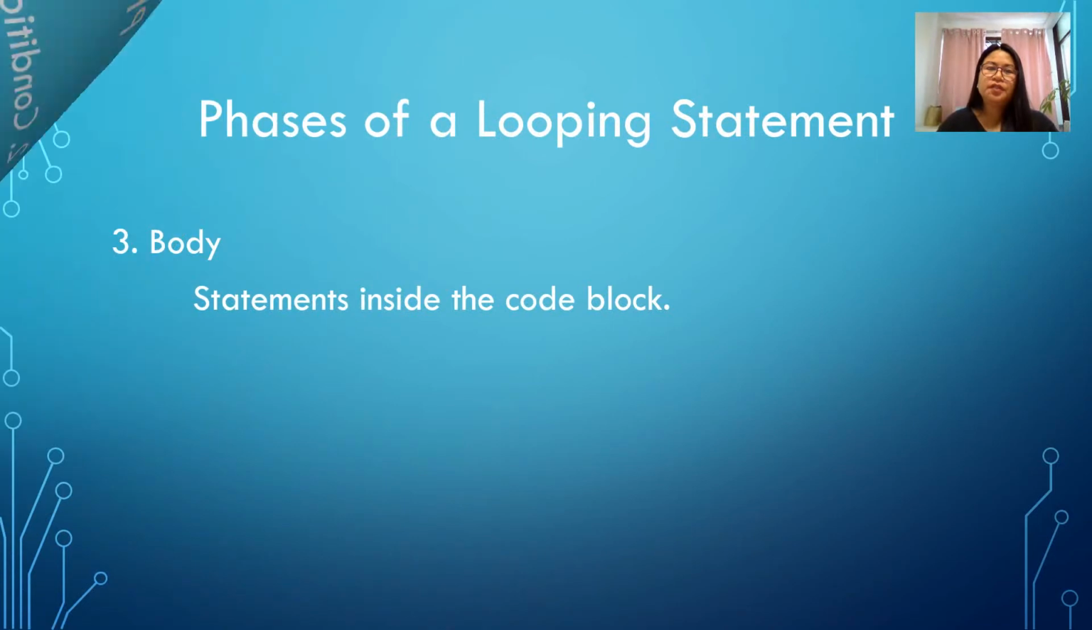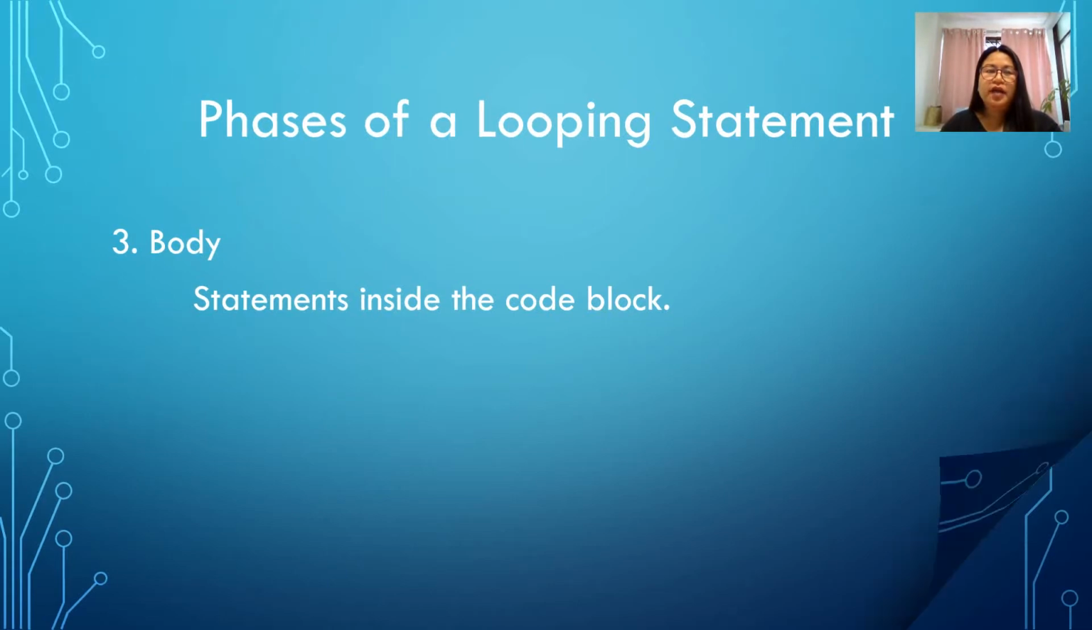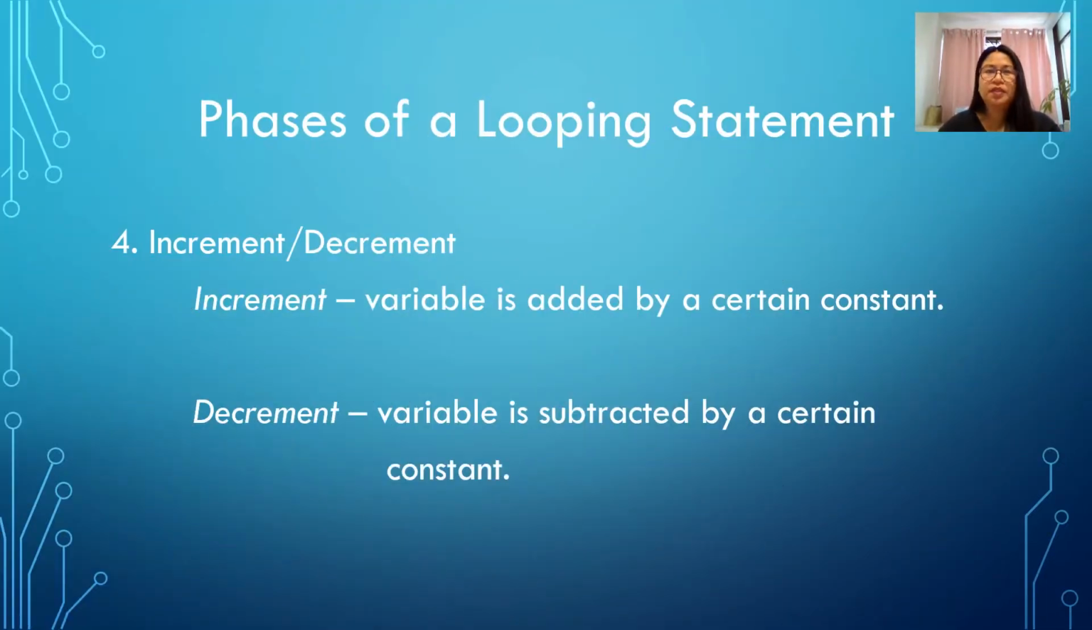Then the third phase is the body. Body is the phase in looping statements where the statements inside the loop are executed. So these are simply the statements within the code block of the looping statement. And then we have the increment or decrement phase, where in increment a variable is added by a certain constant, and decrement is the counterpart of increment, in which the variable is subtracted by a certain constant.